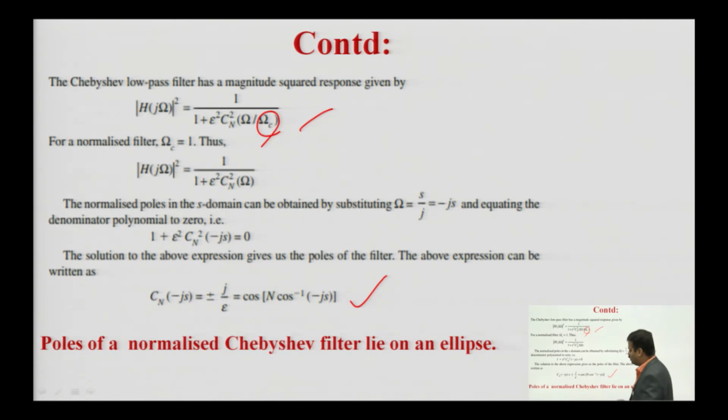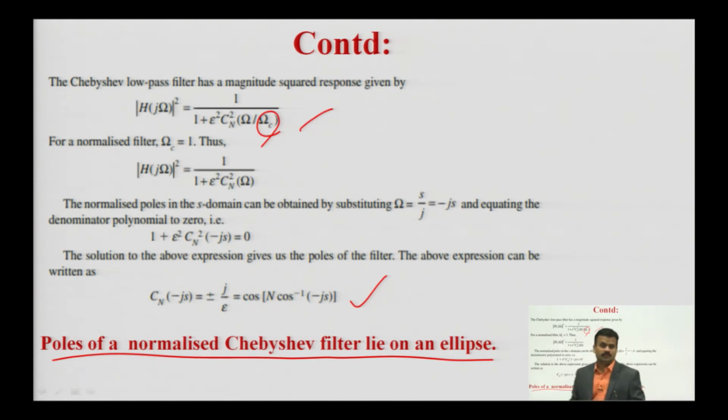Another interesting thing in Chebyshev is that the poles of the normalized Chebyshev filter lie on an ellipse. In the case of Butterworth, the poles lie on the unit circle in the z-plane, but in Chebyshev they lie on an ellipse.